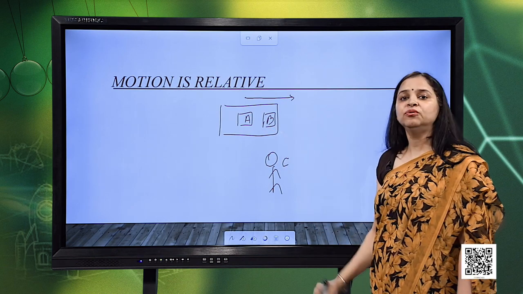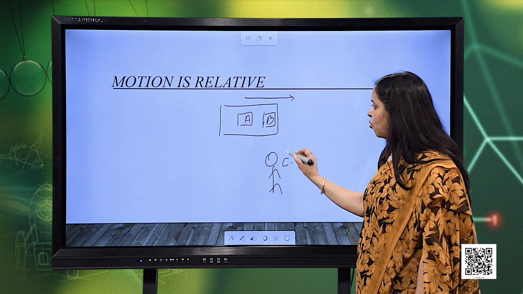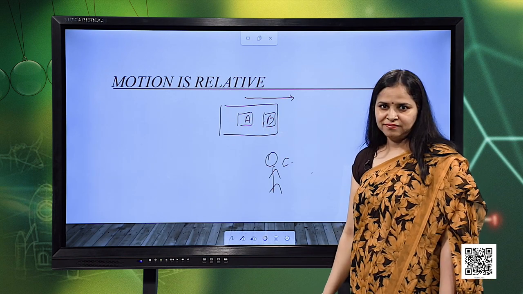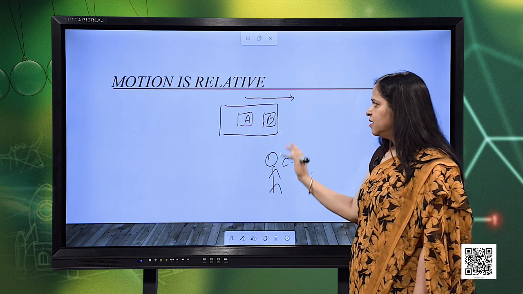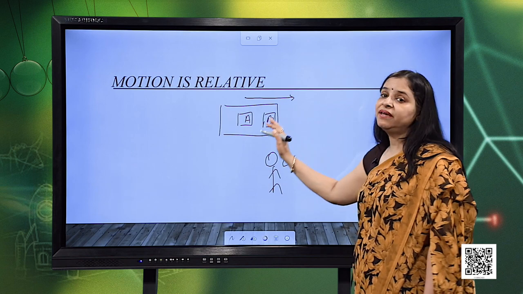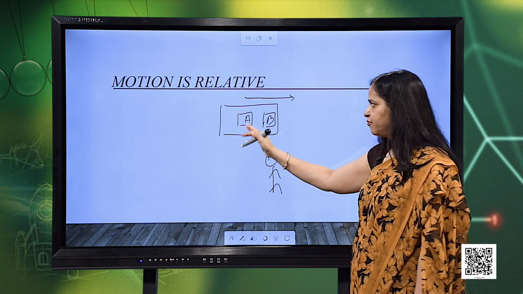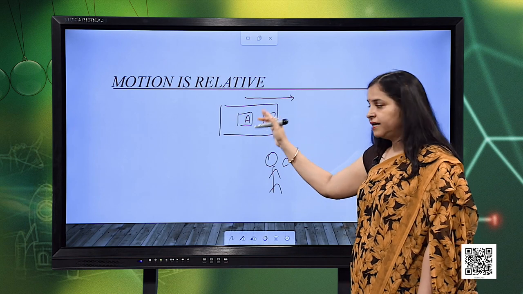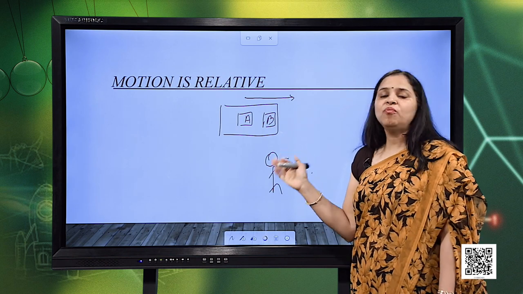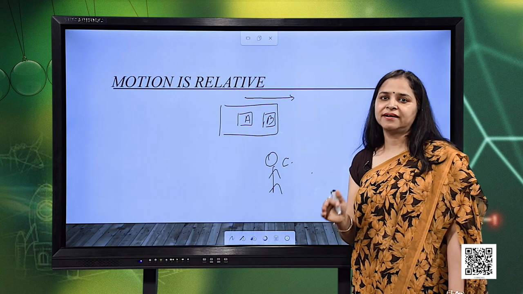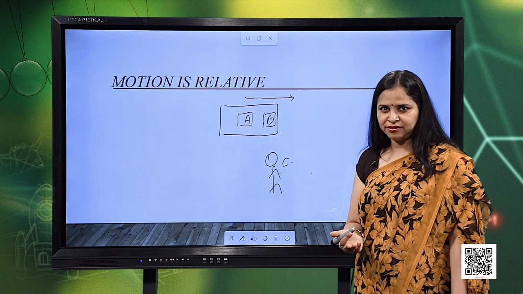Now consider another person, C, standing somewhere on the ground outside the bus. For this person C, both A and B are in motion. This person C is at rest, standing on the ground, but for him, A is in motion, and B is also in motion. So there is an importance of reference here. Suppose if the reference is A for B, then they are at rest. But for C, A is in motion. So that is how we can say that no body or object can be at ultimate rest or ultimate motion. Motion is relative. It depends upon what reference we are talking about.